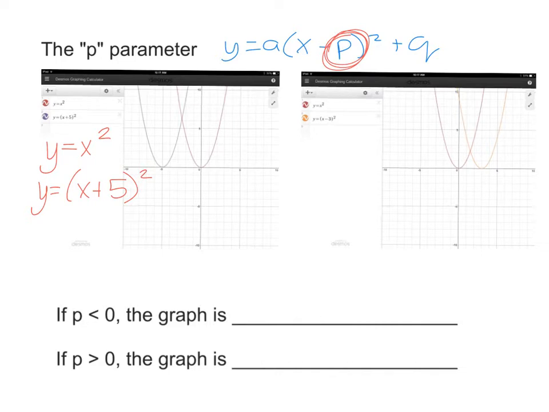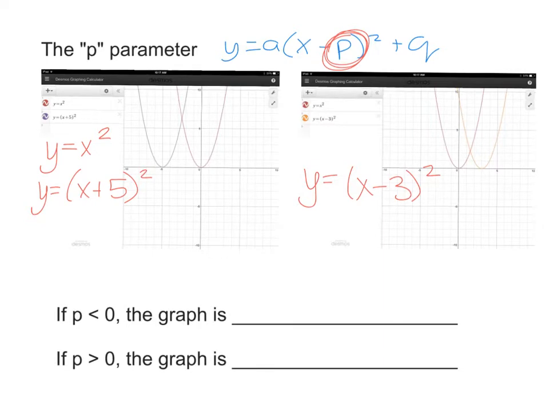And in the second set here, we have y equals x squared, and then the yellow one is y equals x minus 3 squared. And what happened to that one? Moved to the right. And how many did it move to the right? 3. And the other one, when we said move to the left, moved 5 to the left. So changing that p value changes where the vertex is. It either moves it to the right or moves it to the left.